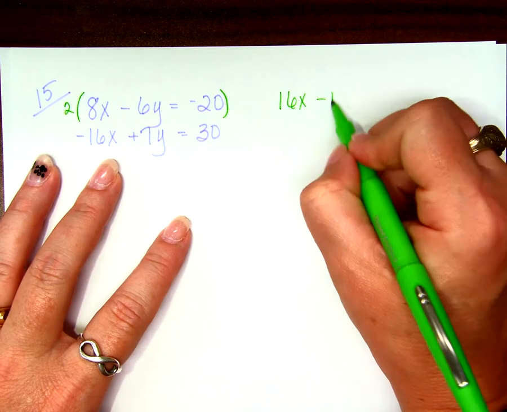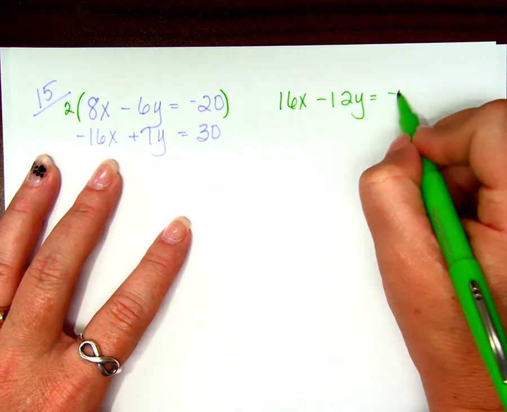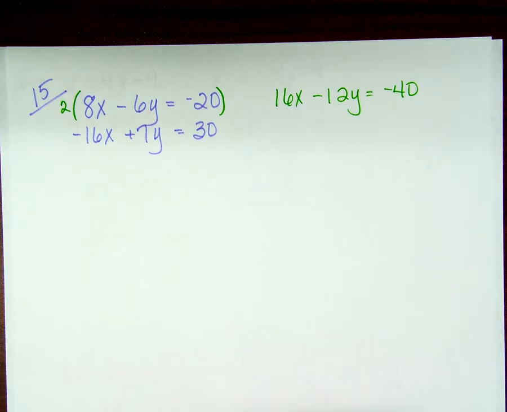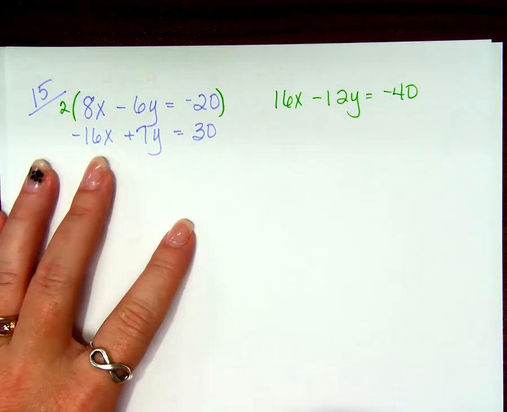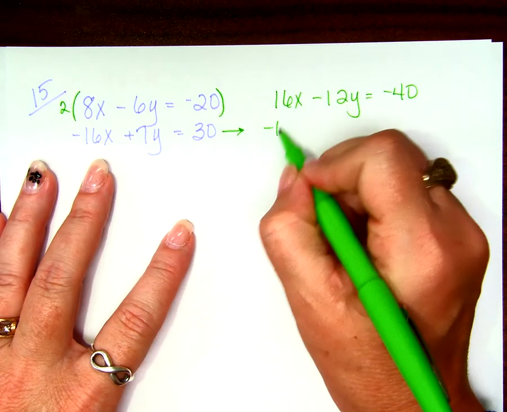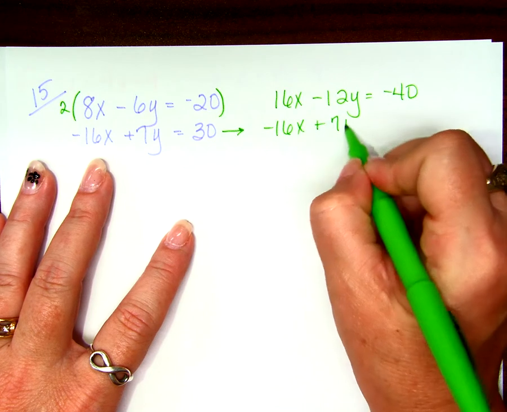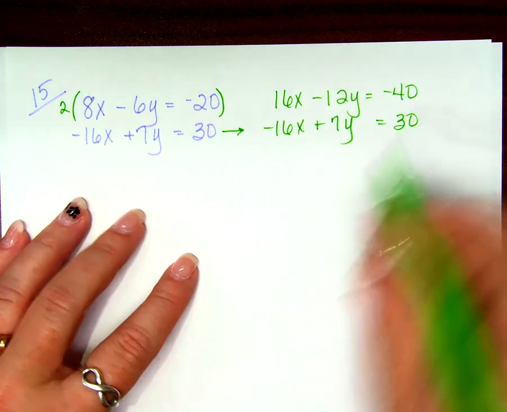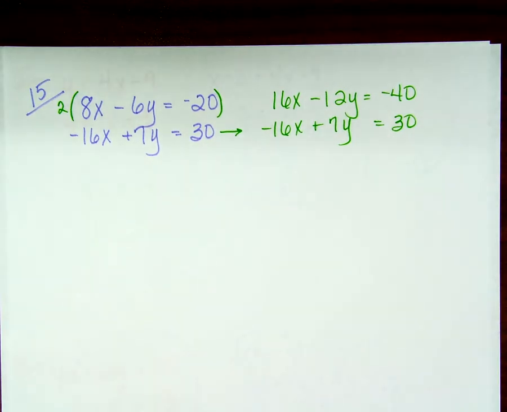16x minus 12y equals negative 40. Well, I'm just going to rewrite the whole second equation. Now do you see that the x values are the same number but opposite signs? Isn't that what I needed?